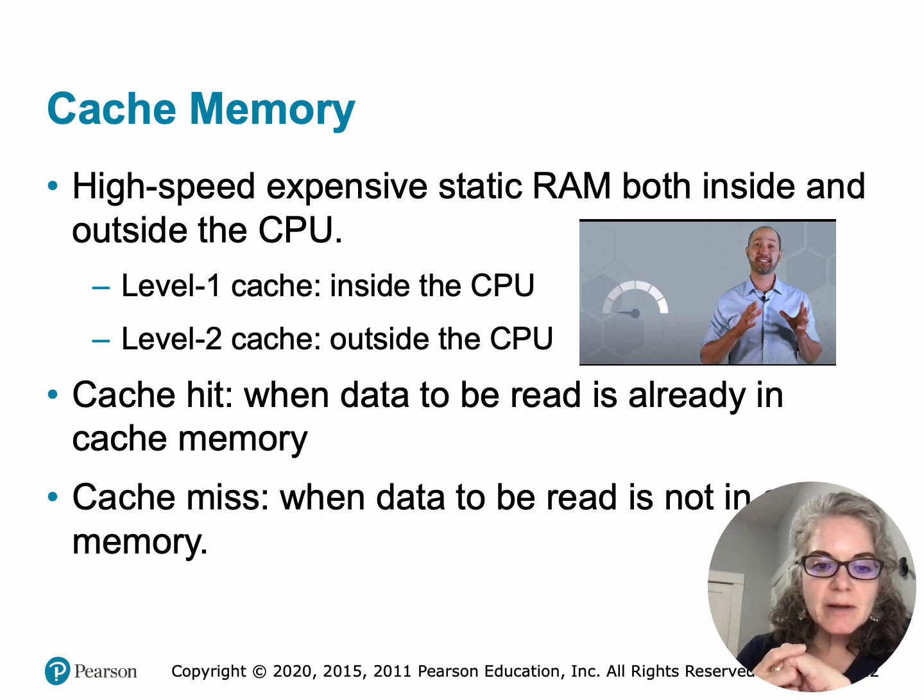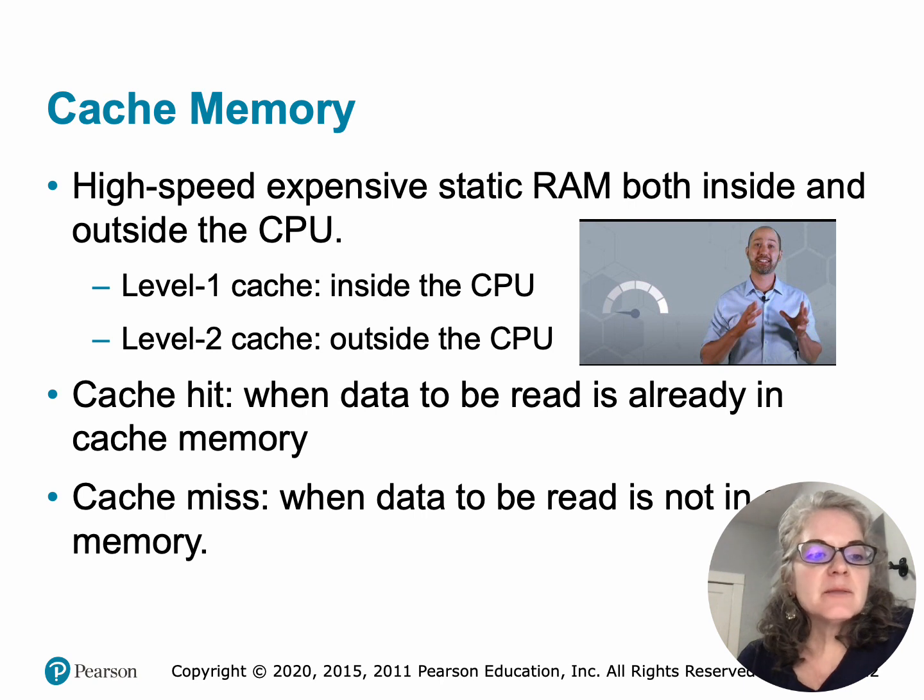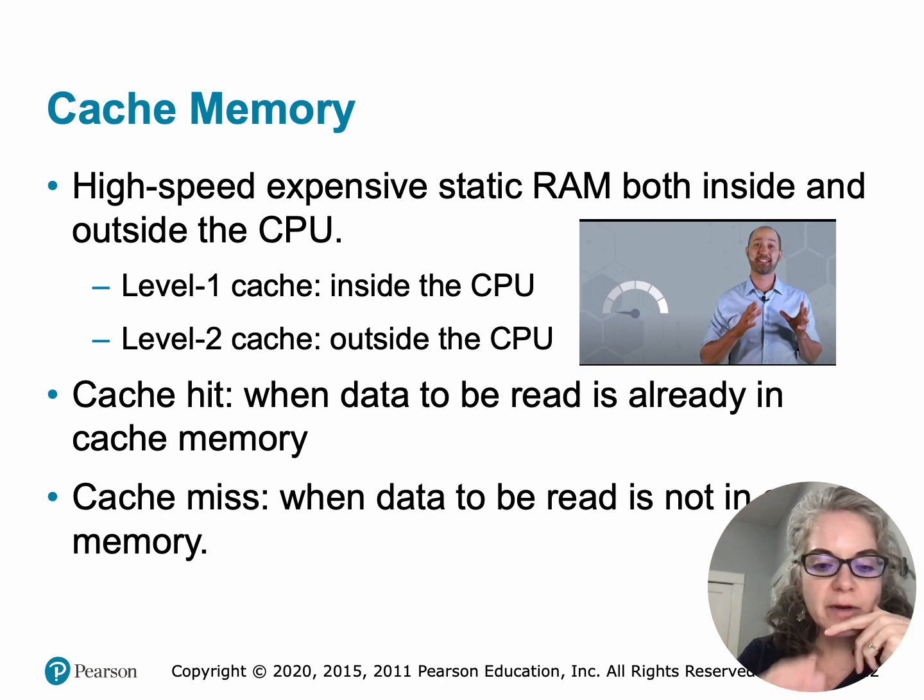Okay, in this slide, we're going to talk about cache memory. And there is a video. If you download these slides, you can play the video, and it'll talk a little bit more about cache memory. But cache memory is a high-speed, expensive static RAM, both inside and outside the CPU. Cache memory is not your main memory. It sits either inside the CPU, embedded in the CPU, or it's very close to the CPU and is accessed with a really high speed bus.